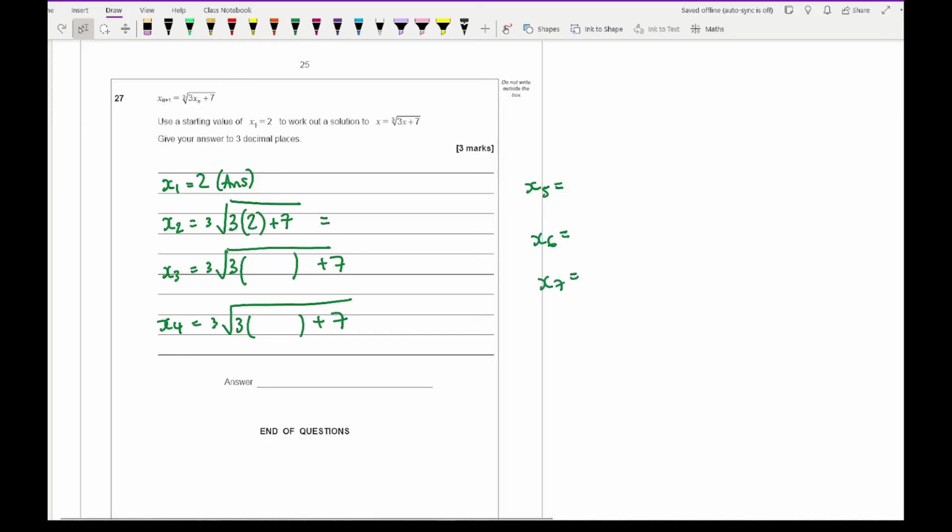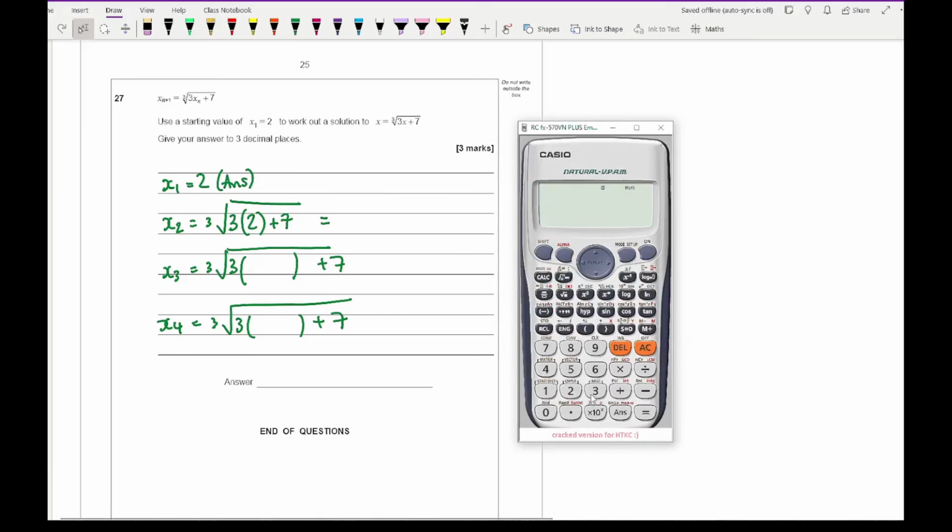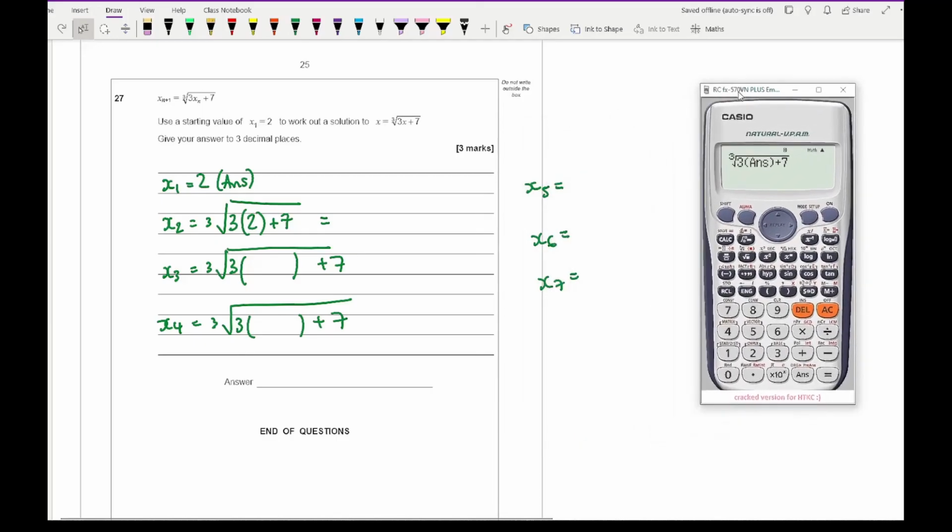So if I get the calculator out, let me just quickly show you how we do that. Here I'm going to enter the first value, which is 2. So press 2 equals, and then I'm going to enter this formula in. I've got the cube root, so shift, and the cube root is there. And then it's going to be 3 lots of the answer, which I'm just going to put in brackets. Notice how the cube root is still attached, and then plus 7. Then by pressing equals, it should tell me what all of these respective values are going to be.